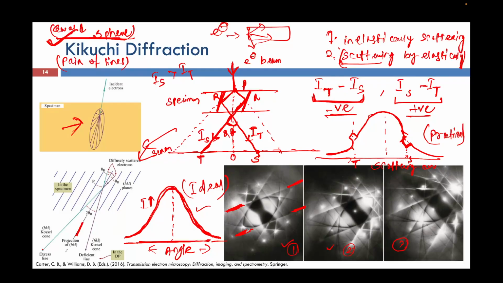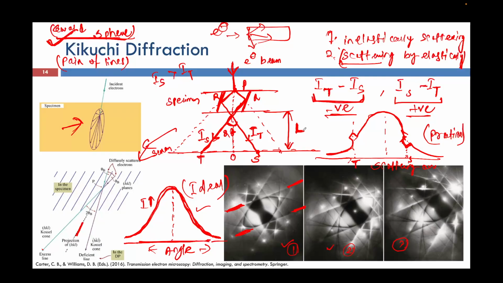So this bright and dark combination that we see is known as Kikuchi diffraction. If we tilt the specimen a little bit, this is the camera, and I am talking about the camera distance, the camera length L. We'll see what camera length is when we are indexing the diffraction. So there is a distance called camera length L.